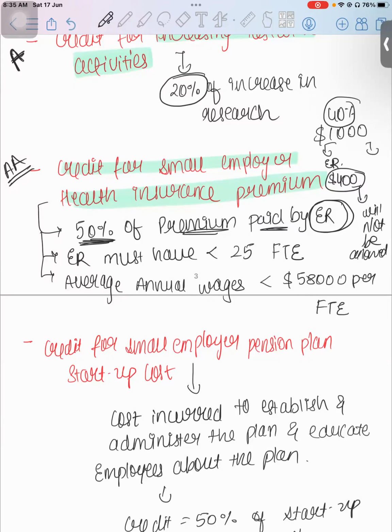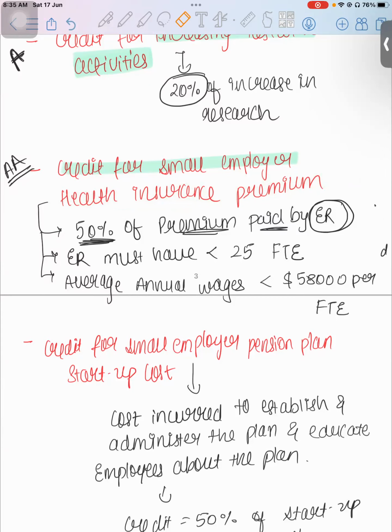People get confused in this topic because the percentage is applied twice, and usually people make mistakes in the question in the exam. So understand this carefully. Again, I'm going to tell you, whatever is the premium expense that has been incurred, you will have to check how much percentage the employer is paying and how much percentage the employee is paying.